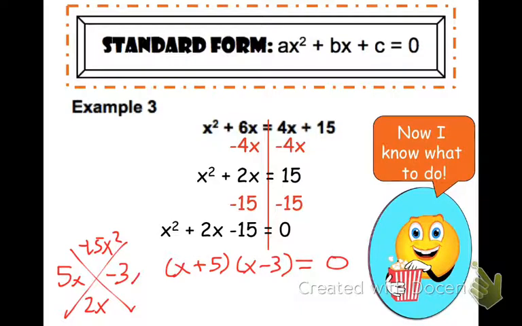Using zero product property, my answers are quick ones here. X equals negative 5. That's what makes this one 0. X equals 3 is what makes this other one equal to 0. And we have our 2 solutions. Let's move on to the next one.